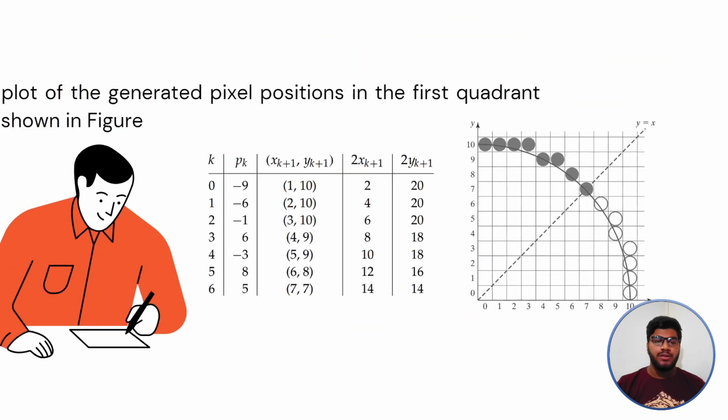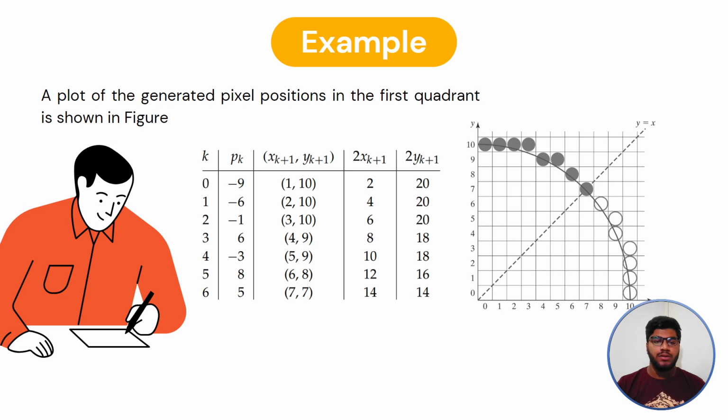So this is the table which we obtain based on the midpoint circle algorithm. When the decision parameter is a negative value, then we are going to increment both the xk plus 1 and the yk plus 1, and the corresponding 2xk plus 1 and 2yk plus 1 are calculated. And if the decision parameter pk is a positive value, then we are going to increment the xk plus 1 and we are going to decrement the yk plus 1.